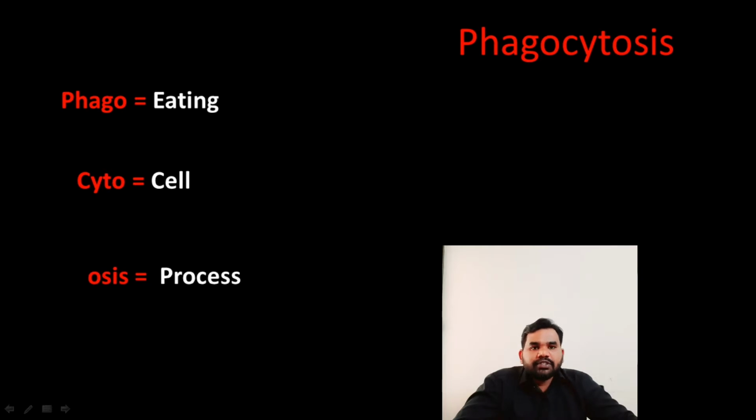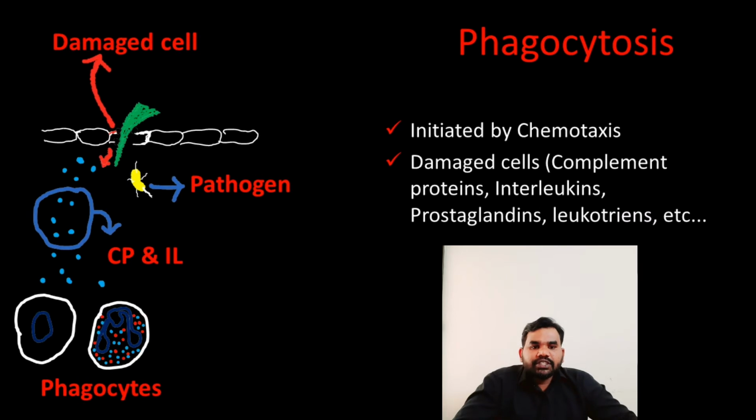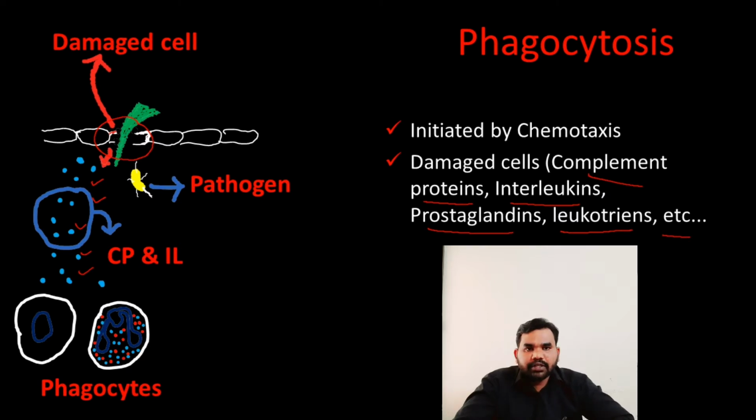So let's see how this phagocytosis will take place inside our body. Phagocytosis is initiated by the chemotaxis process. Before this chemotaxis, let's see what is happening inside our body. Whenever any damage happens to our body tissue, the damaged cells will release some special type of chemicals. These chemicals are complement proteins or interleukins or prostaglandins or leukotrienes, etc. These chemicals will result in the attraction of neutrophils or monocytes or macrophages, which will perform the phagocytosis.